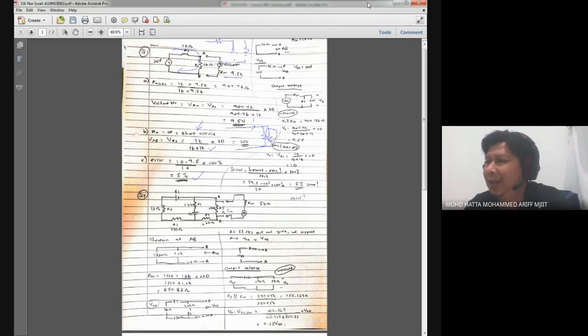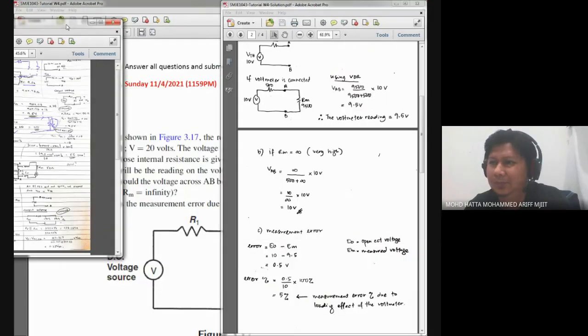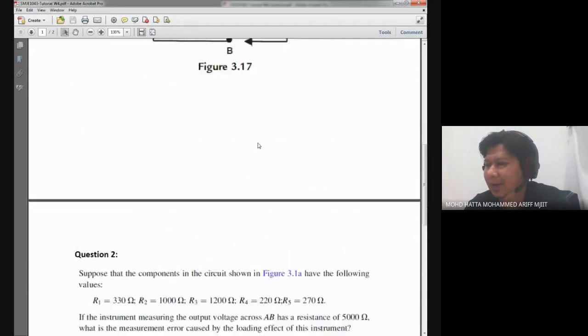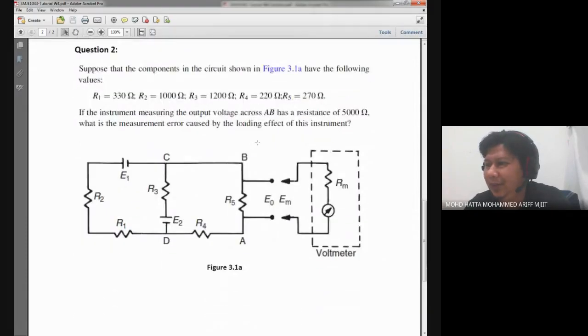Okay. Any comment from the others? Clear. Okay. Right. Can we proceed with question number 2? Okay. Now, I would comment on Izati's answer again.